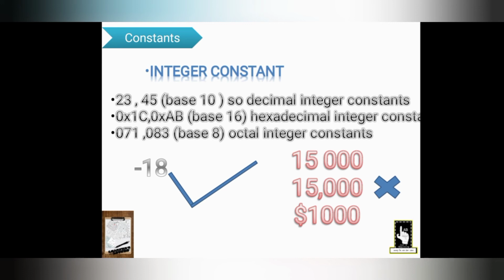An integer is positive until a minus is prefixed to it. So minus 18 is also an integer, but it is termed a signed integer. But a space, comma or special character in between digits makes an invalid integer. Some examples are 15 space 000, or 15 comma 000, or an ampersand symbol and 1000, or 100 followed by a percentage symbol.